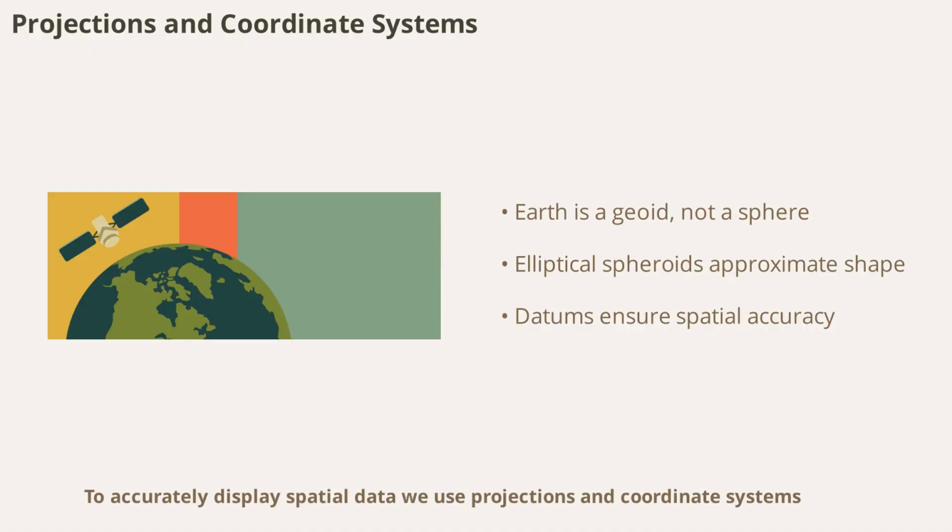To accurately display spatial data, we use projections and coordinate systems. The Earth isn't a perfect sphere, it's a geoid, an irregular shape that closely matches mean sea level. To map data consistently, we approximate the surface using an elliptical spheroid, and different approximations fit different regions better. Each spheroid uses a specific datum as a reference point, ensuring that spatial data aligns correctly with real-world location.